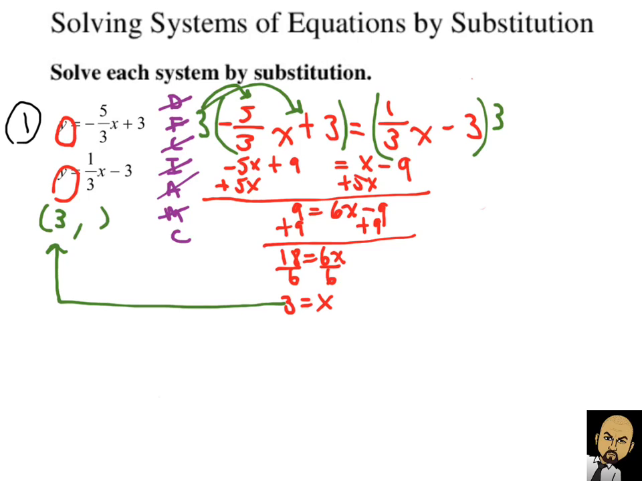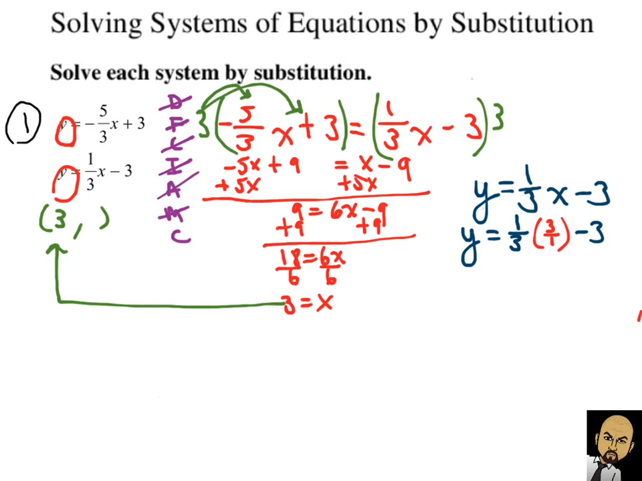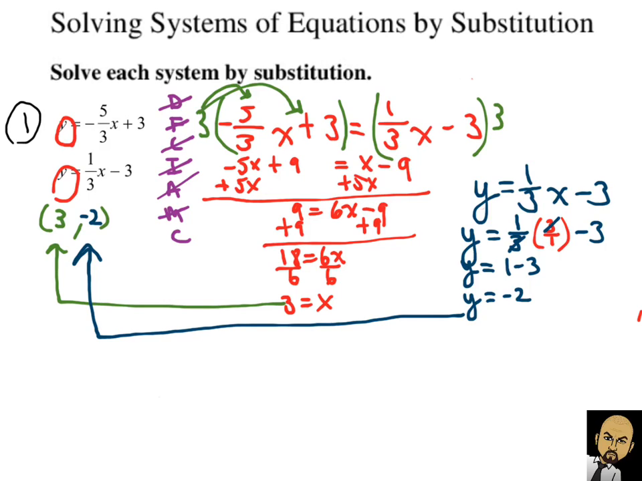Now what we want to do is take that x value, and we're going to substitute it into one of the equations. And I'm going to use y equals 1/3 x minus 3. So instead of y equals 1/3 times x minus 3, it's going to be y equals 1/3 times 3 minus 3. So then you multiply before you subtract using the order of operations, and we end up with y equals 1 minus 3, which is y equals negative 2. So our solution to our system is going to be the ordered pair (3, negative 2).